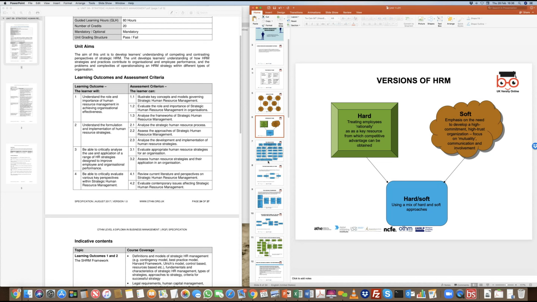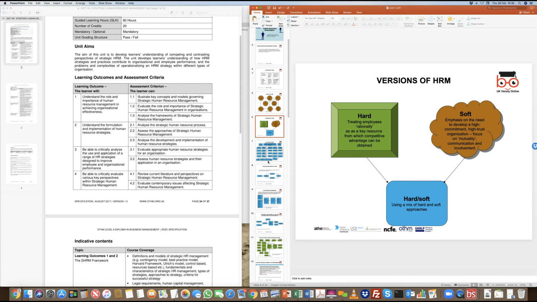And in this case, their focus is primarily on treating employees as one of the resources rather than a strategic resource. Is that okay? Yes.